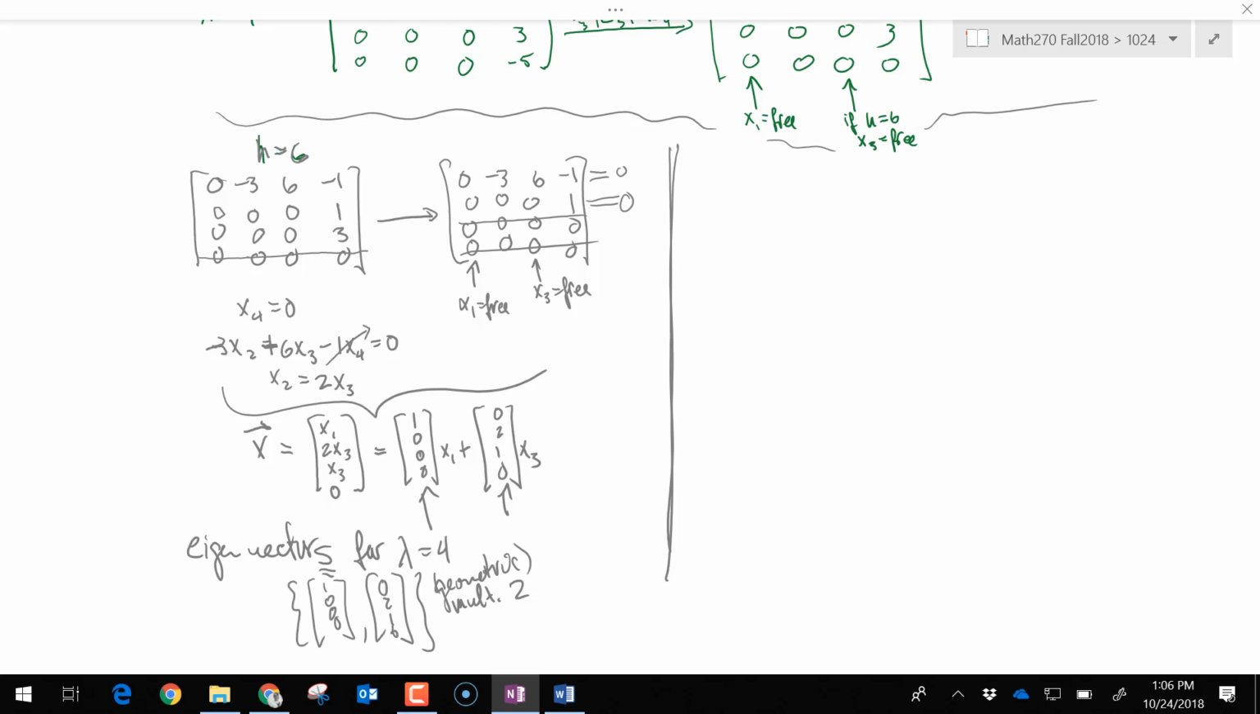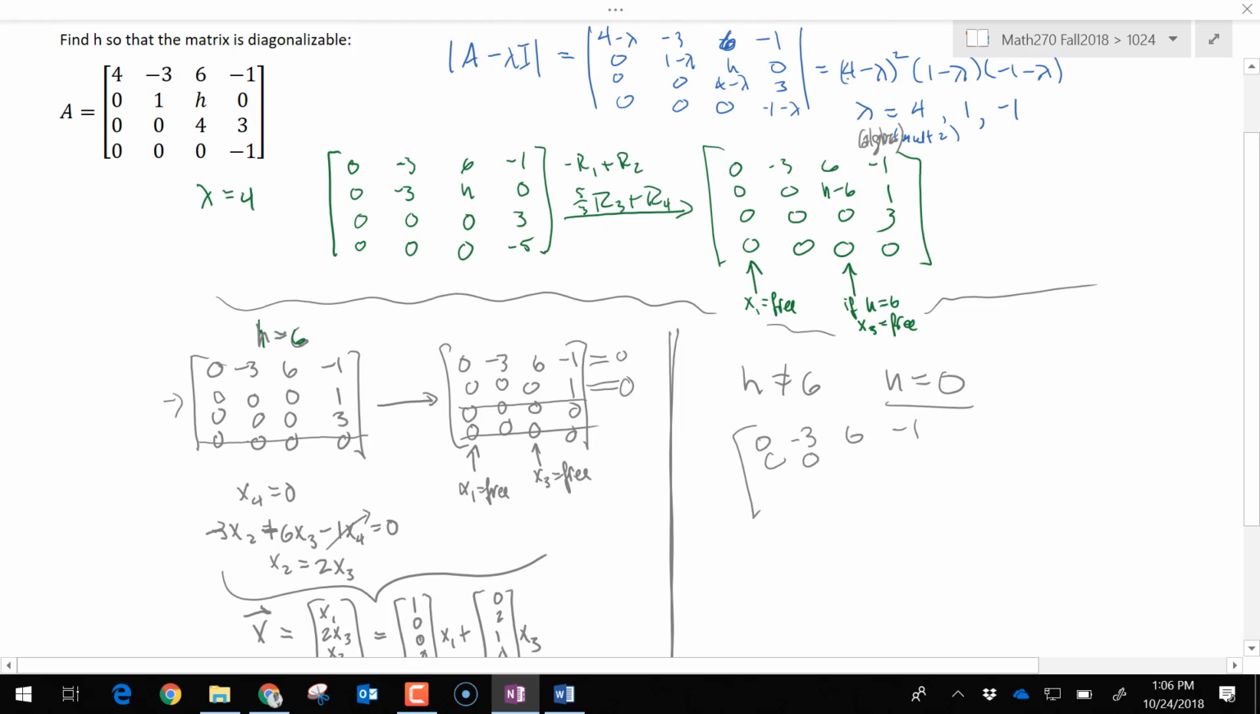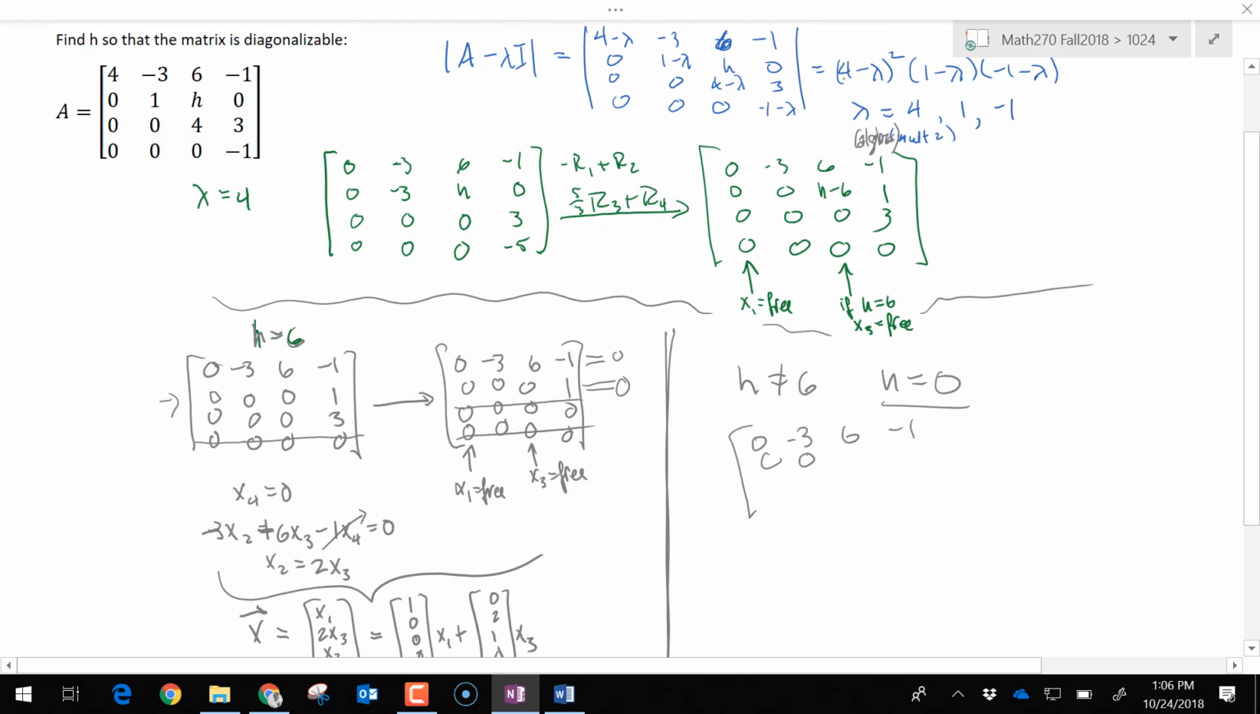And let's do that. What if h does not equal 6? At this point, we can randomly choose any other number aside from 6, like 0 is a nice number. So let's let h equal 0. I'm just going to copy this matrix over here. I want to copy this. 0, 0, -6, 1, 0, 0, 0, 3, 0, 0, 0, 0.